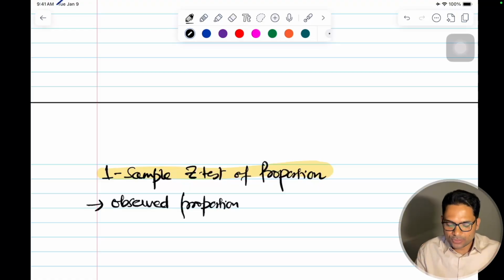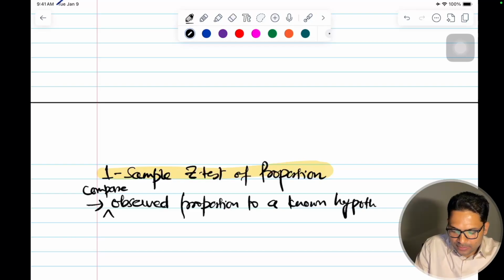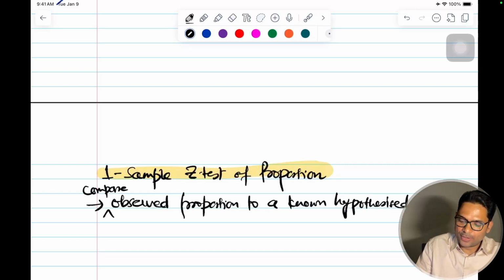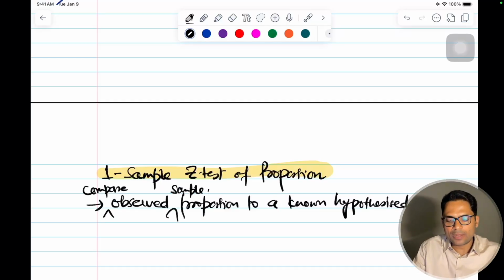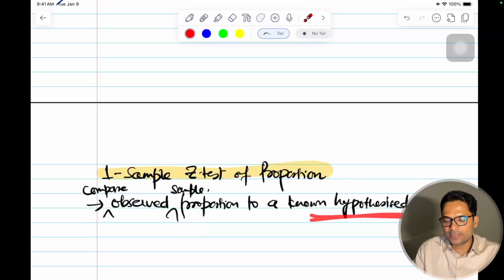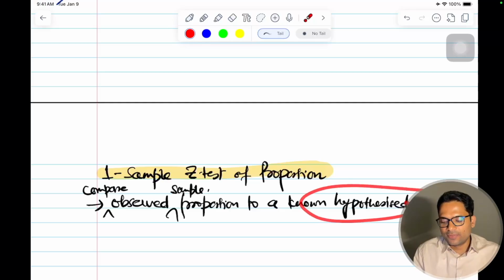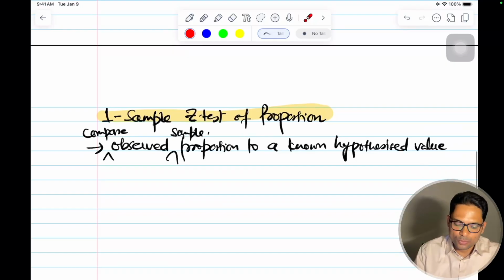So this is a one sample test, right? We are comparing the observed proportion to a known hypothesized value. So one side is fixed; the other side comes from the one sample we have. We know that this should be the value. And in the two sample case, both are independent groups, both are independent samples.